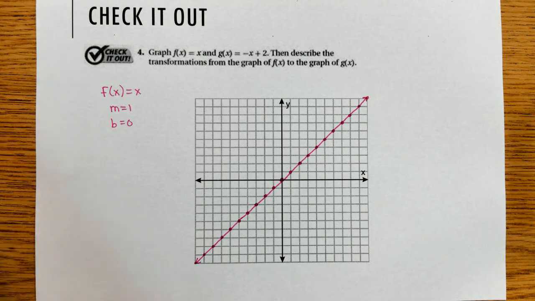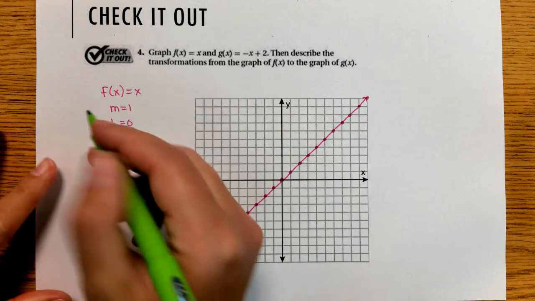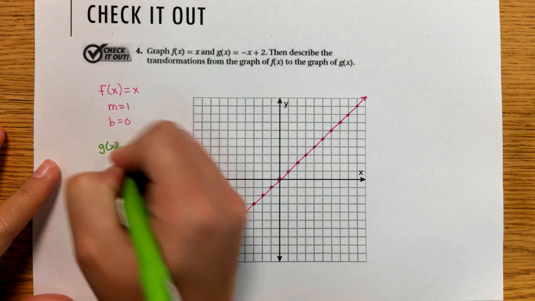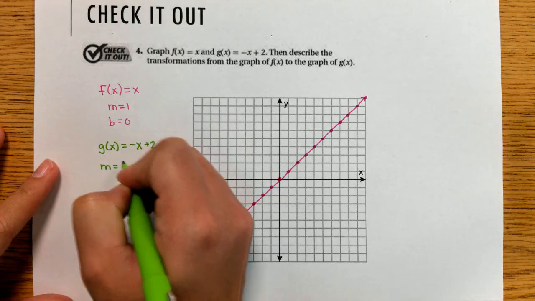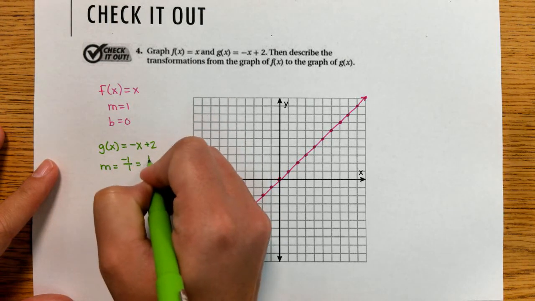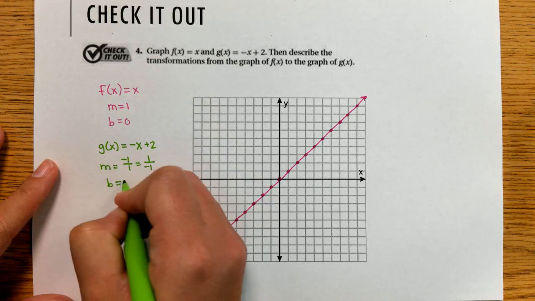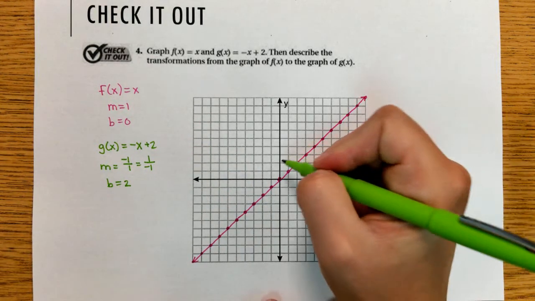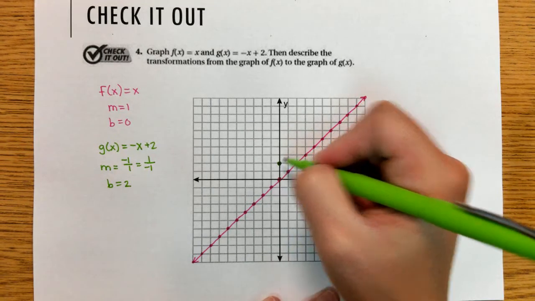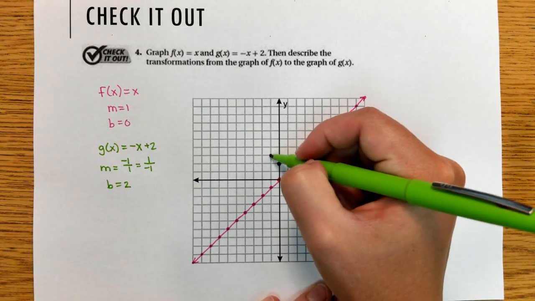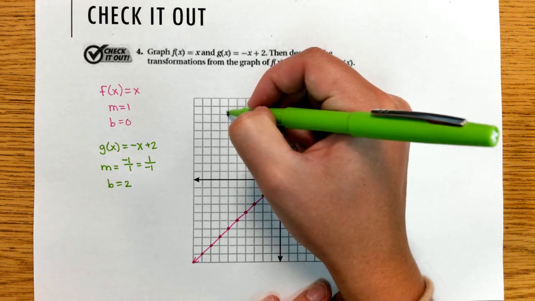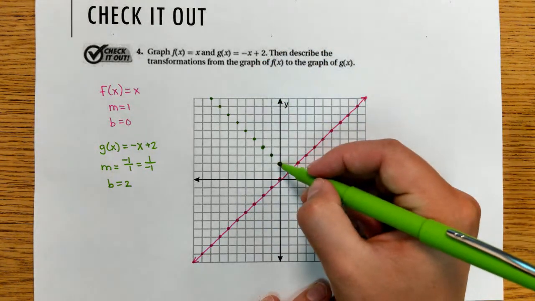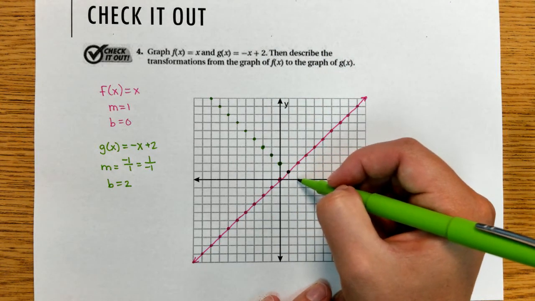Then we are going to graph our second function, g of x, which equals negative x plus 2. So our slope is negative 1 over 1, or 1 over negative 1. Our intercept is 2. So we're starting at 0, 2, and then we're going to go up 1, left 1, up 1, left 1. In the other direction, we're going down 1, right 1, down 1, right 1.